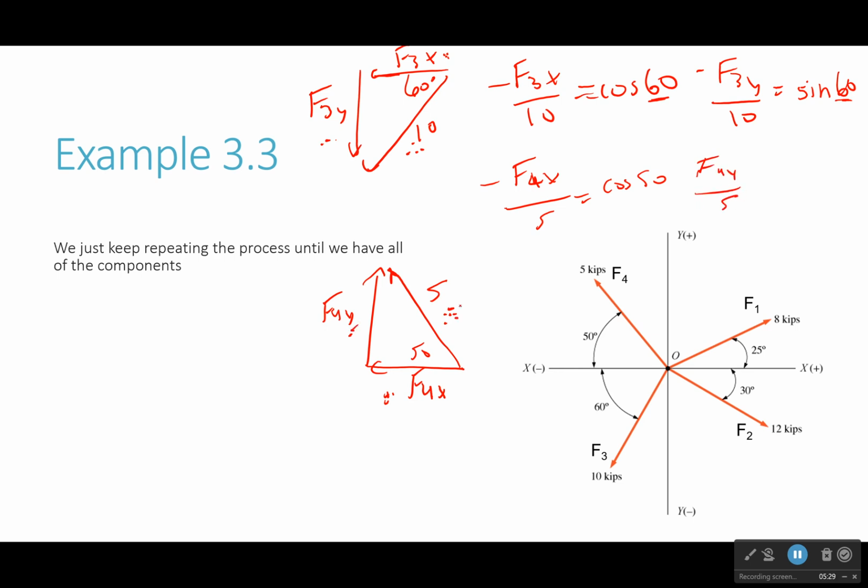And what is opposite over hypotenuse? Well, that is going to be equal to sine of 50. And so I can then solve. F4y is positive because it's pointing up. So let's check my numbers again and see how I did.